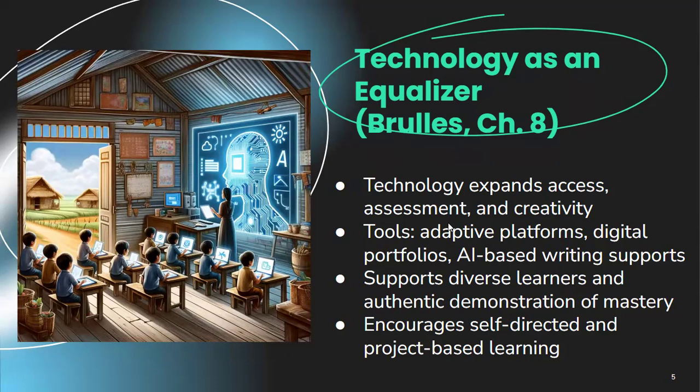So now let's switch gears a little bit and talk about technology as an equalizer. This is one of the practical application pieces that I really love about the Weinbrenner and Brulles work. It highlights how technology, when thoughtfully applied, can transform how we assess and engage gifted learners. Adaptive technologies such as online learning platforms and AI-based writing tools can individualize pacing and feedback, allowing students to move beyond standards-based measures of performance.